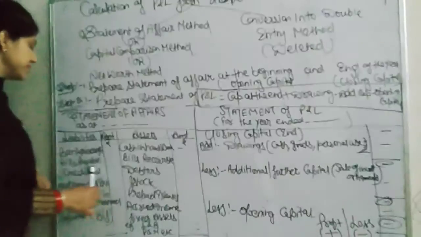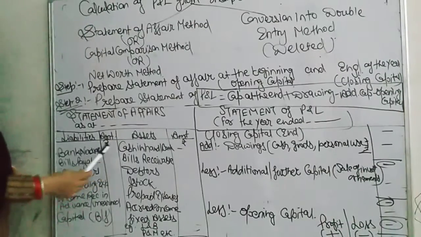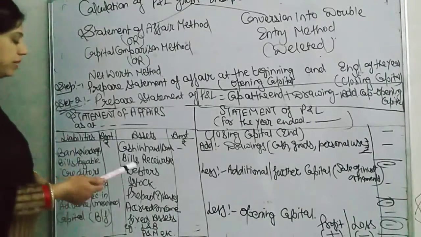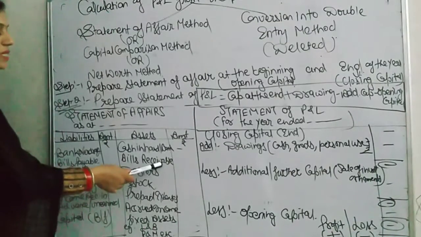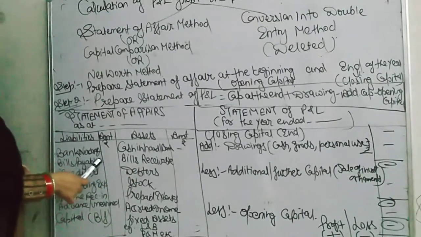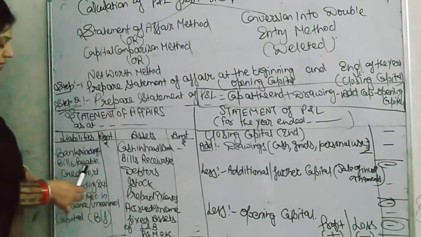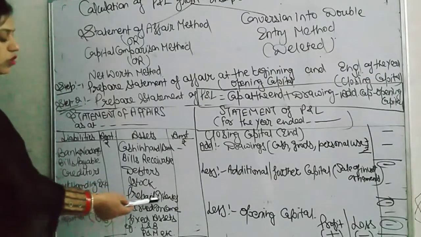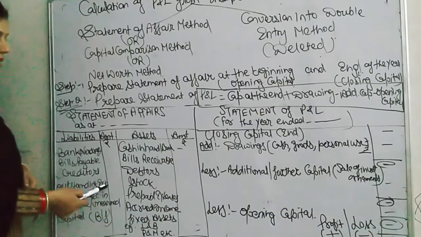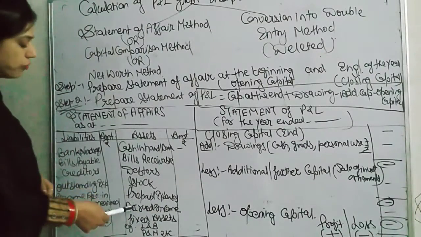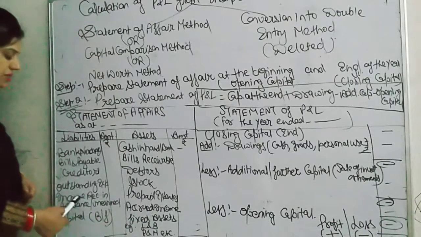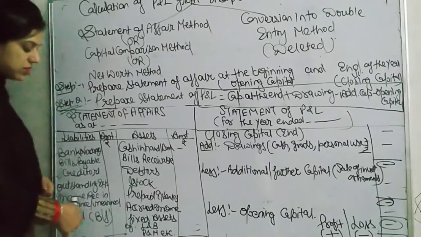And on the liability side, just the opposite. Opposite of cash is bank overdraft, if you take a loan from the bank. Opposite of bills receivable is bills payable. Opposite of debtors is creditors. And there is no opposite of stock. Opposite of prepaid expenses is outstanding expenses. Opposite of accrued income is unearned income. Unearned income means income received in advance.